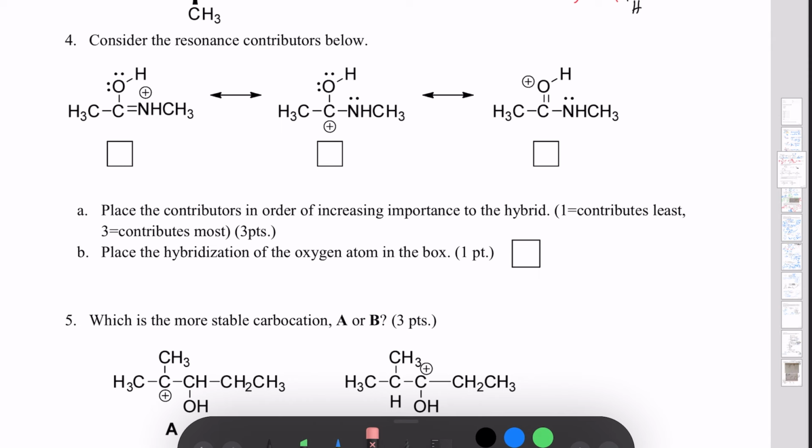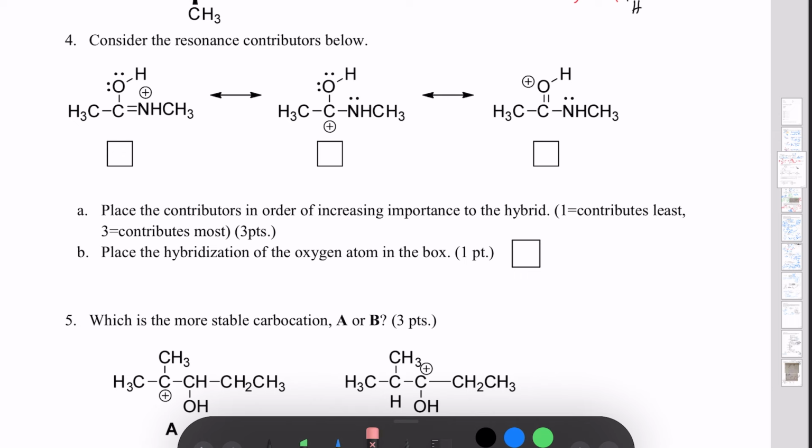In question 4, we're given 3 resonance contributors, and we're asked in part A to place the contributors in order of increasing importance. So we want to find the order in which these contribute the most to that overall hybrid. So let's first start off by just seeing if any of these resonance structures contain an incomplete octet. For the structure on the left, there is no incomplete octet at any of the atoms.